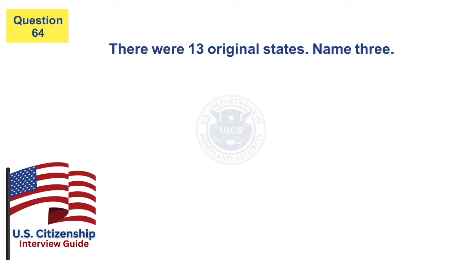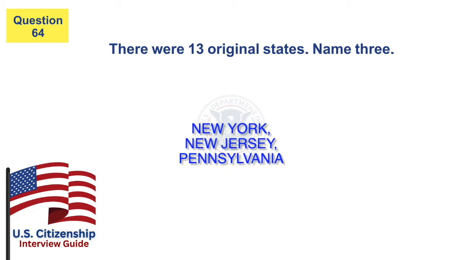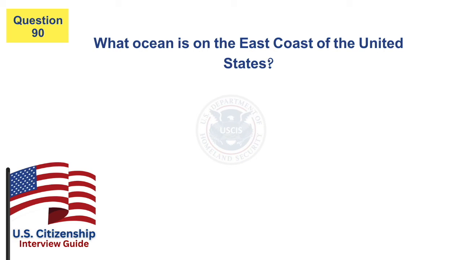There were 13 original states. Name 3. New York, New Jersey, and Pennsylvania. What ocean is on the east coast of the United States? Atlantic Ocean.